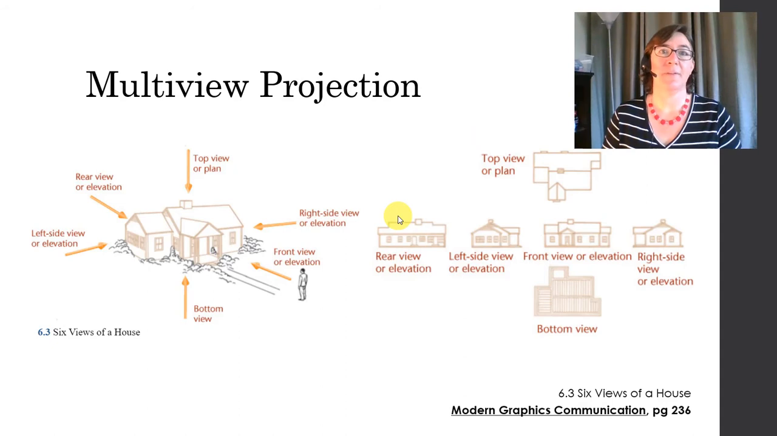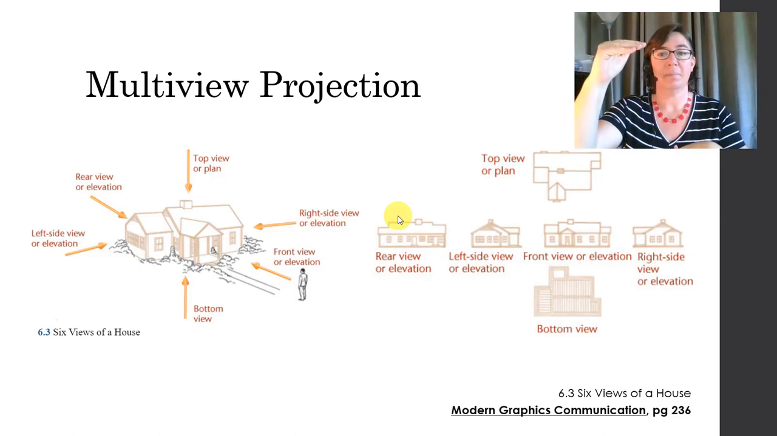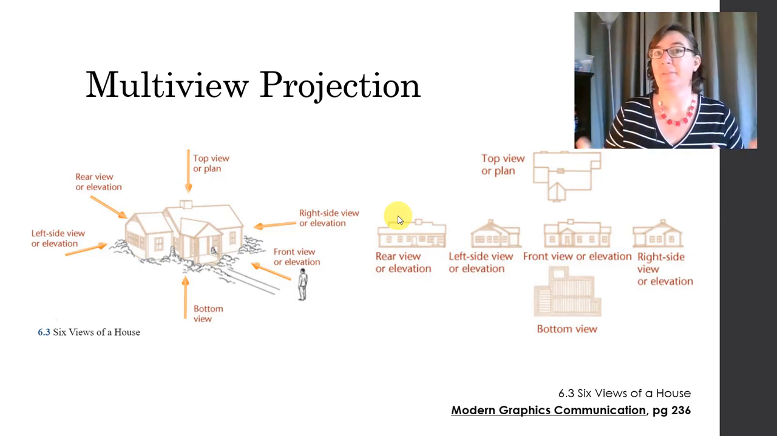Here's a quick example of how we use multi-view projection in architecture. Over here, if you're looking at the three-dimensional object that is a house, you can have a top, bottom, front, rear, left, and right view of that house.